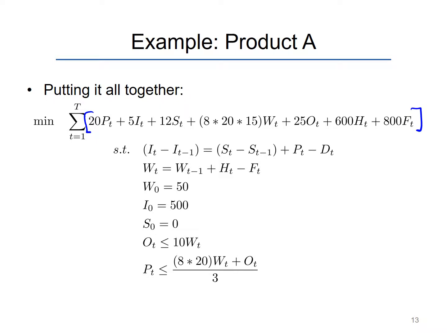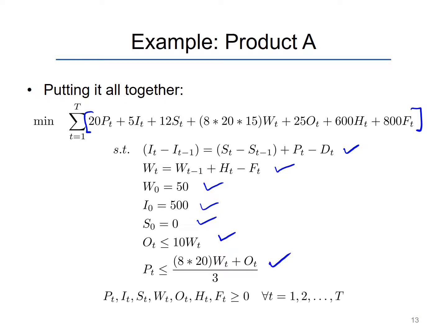So I have the inventory balance equation here. I have the worker balance equation, the initial number of workers, initial number of inventory, initial number of shortage, the overtime balance equation, the production constraint, and the non-negative constraint. Okay, so we are actually done with this formulation.